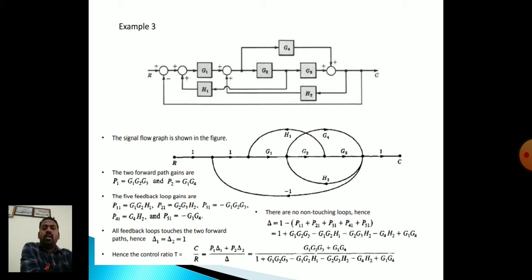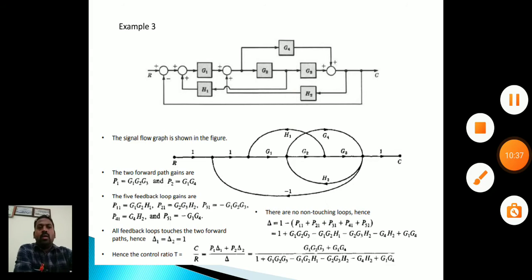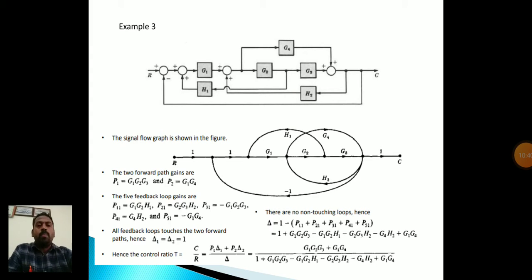Okay, once again find out the number of forward paths. How many forward paths are here? This is a straight forward path.